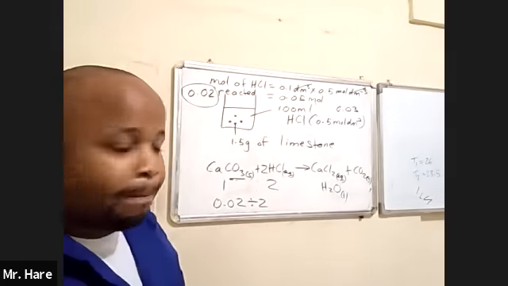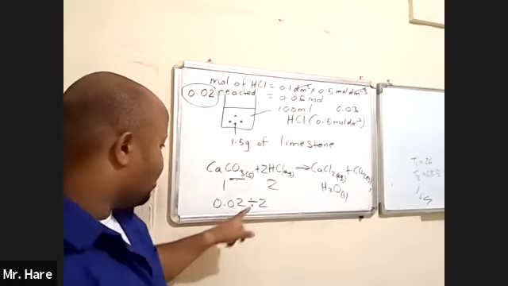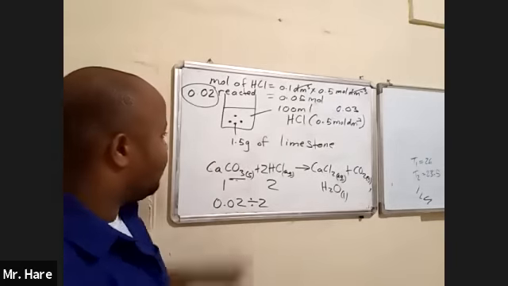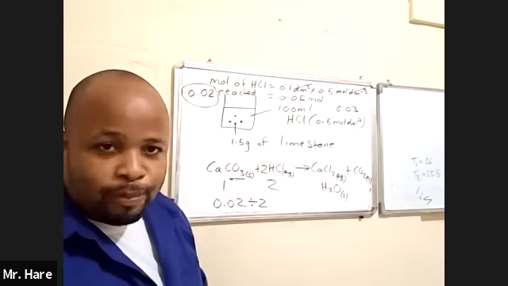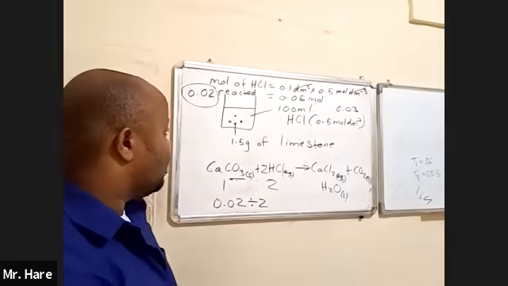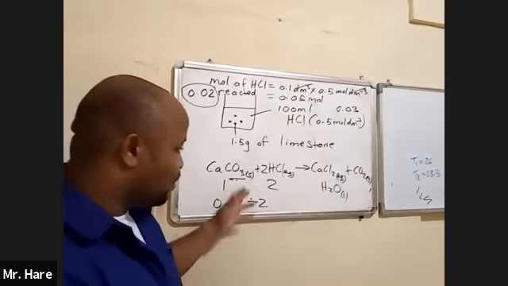Understand? Yes, sir. And now, once we find that, we come to our balanced equation and we get the moles of calcium carbonate. Moles times molar mass, we get the mass. All right? So this is what happens.